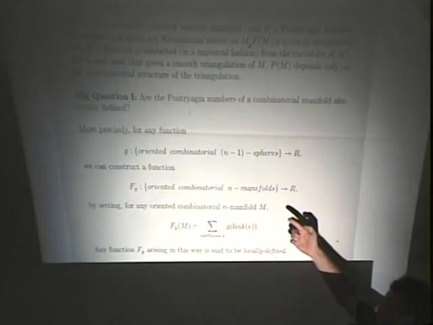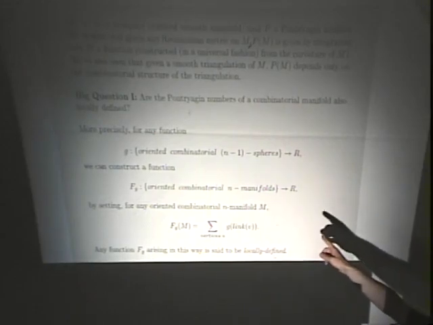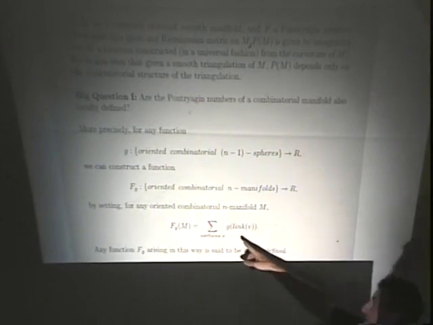Then we can construct a function on oriented combinatorial n manifolds by just going through the procedure we did for Euler characteristic. Evaluate this function on the link of each vertex and then sum them up. That gives me a function on combinatorial manifolds. Any function arising in that way is said to be locally defined. So, for example, the Euler characteristic is locally defined.